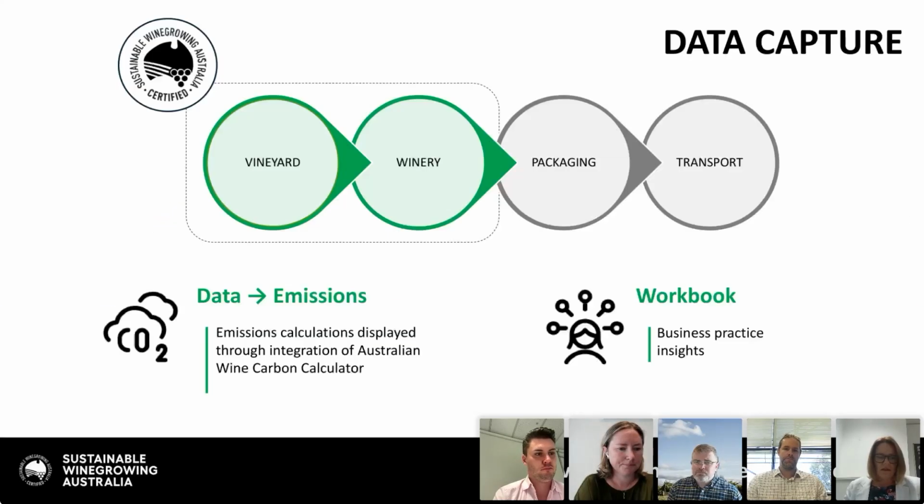So in terms of the program, it predominantly covers the winery and vineyard part of the wine supply chain. At the moment, packaging and transport are currently out of scope. The key annual membership requirements of the program that all businesses do are a submission of various types of data and a workbook. And it's from this data that we can actually calculate emissions and report them back to the businesses.